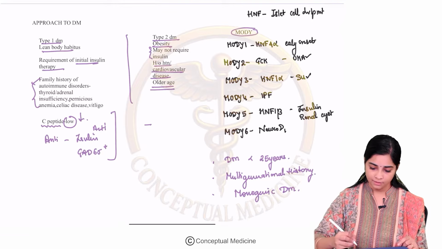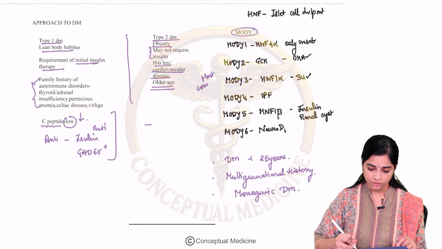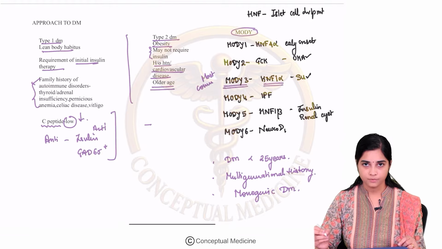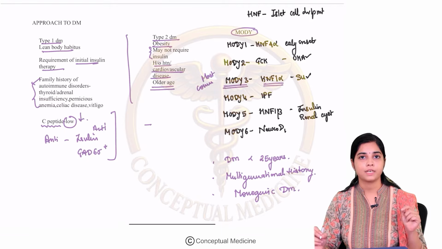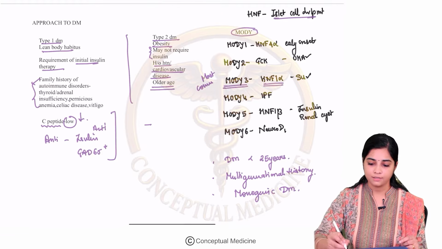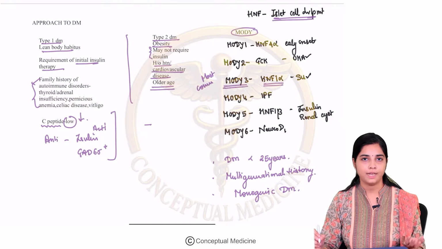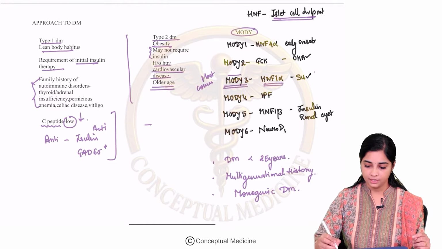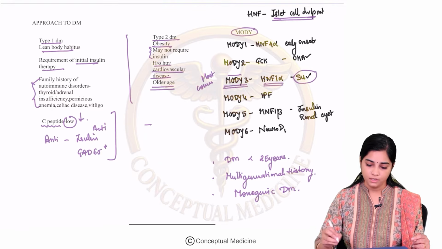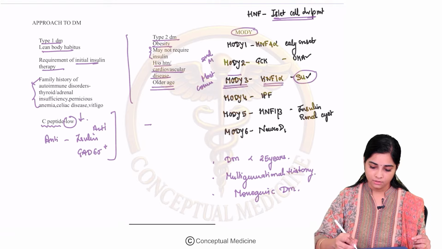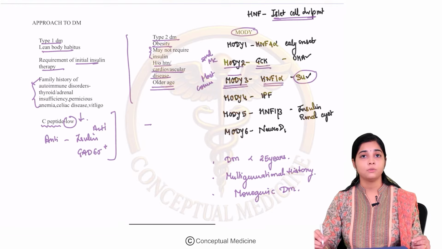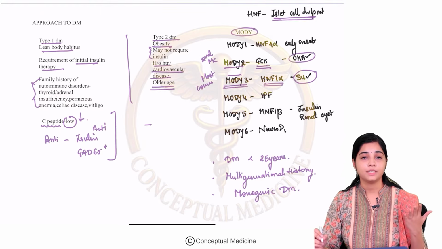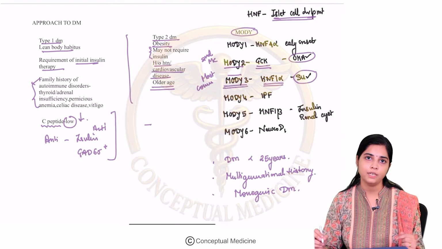The most common type of MODY is your MODY type 3, where there is a deficiency of HNF1 alpha. Okay, HNF basically stands for hepatocyte nuclear factor, and these are transcription factors involved in islet cell development. So if there is damage to that, there is no islet cell development. The most common type of MODY is MODY type 3, and this is sulfonylurea responsive. The second most common type of MODY is your MODY type 2, where there is a deficiency of the glucokinase enzyme, and this is also responsive to OHAs. So MODY type 3 is the most common, and the good news is it is responsive to sulfonylureas.